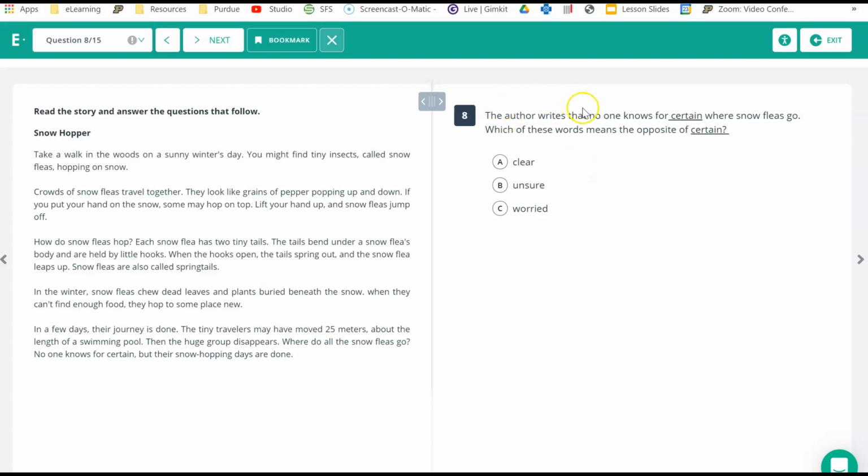The author writes that no one knows for certain where snow fleas go. Which of these words means the opposite? Oh, reading this carefully, the opposite of certain. Well, I know certain means that they are sure, so no one knows for sure where they go. So what is the opposite of sure? Well, I see it right there, unsure.